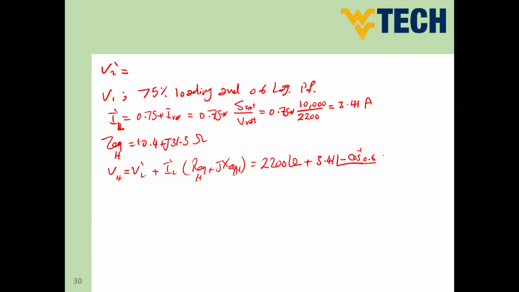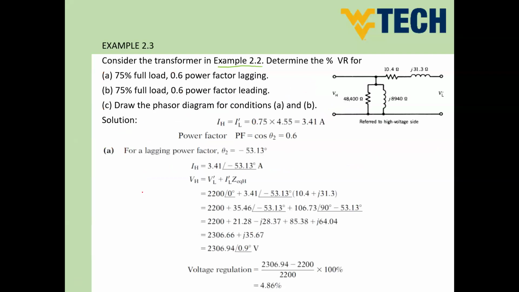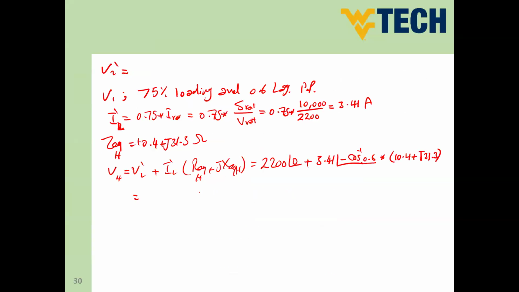So this is now the current times our impedance, which is 10.4 plus j31.3 ohms. If you do this calculation, you would get this value here, which is 2306 at angle 0.9. So this is V high.